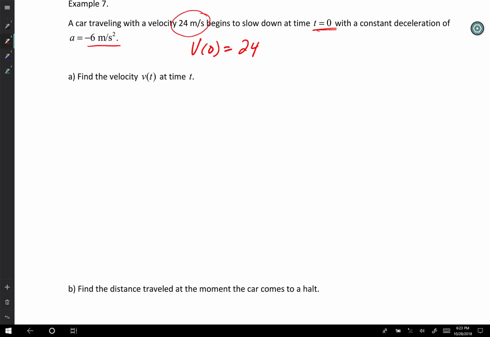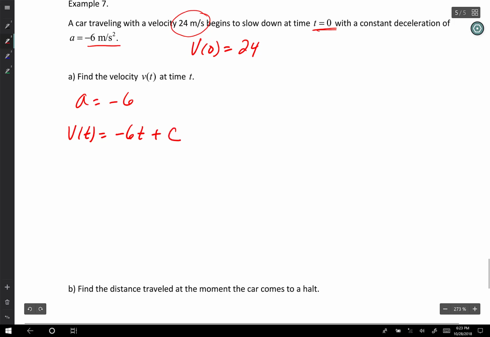All right. So I know that the acceleration is -6 meters per second squared. And I know that the velocity is the antiderivative of acceleration, because if you take the derivative of velocity, you get acceleration. So my velocity, v of t, is going to be equal to -6t plus c, some constant c. So all I did was do antiderivative, guys.